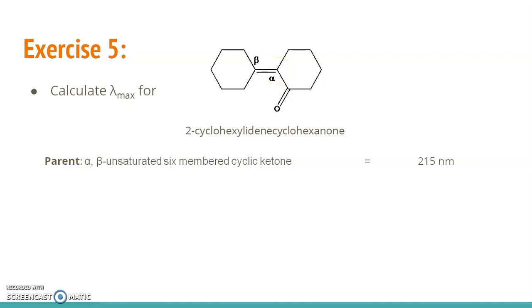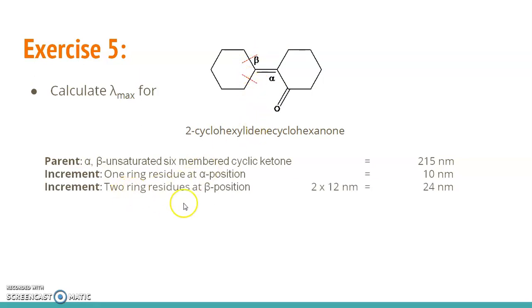We have one ring residue at alpha position here. This I have denoted as a red dotted line. We have one ring residue because this single bond is a part of this ring system. One ring residue at alpha position is 10 nanometer. We have two ring residues on this beta carbon, and for that we assign 12 nanometer each at beta position. 12 times 2 is 24 nanometer.